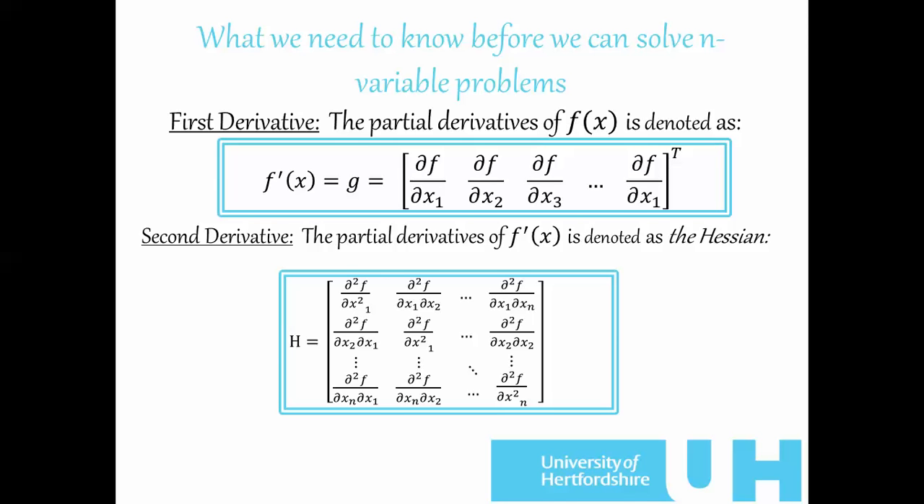We need to know a few things before solving n-variable optimization. First of all, we denote the gradient, which is the vector of partial derivatives of the objective function, as g, and it's defined as shown in this text box. The second partial derivatives are known as the Hessian matrix, which is defined as a square matrix that has all the second partial derivatives in it.